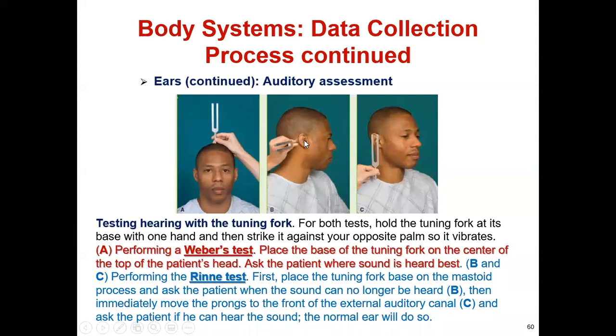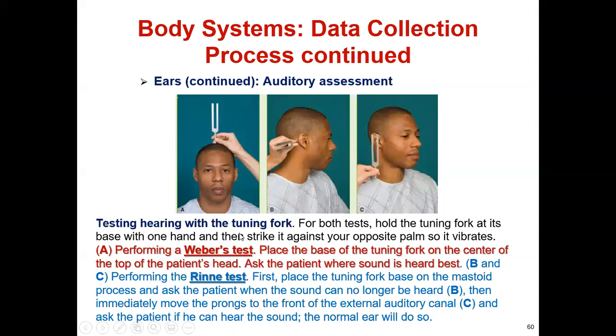But in the Rinne test, here in pictures B and C, place the tuning fork on the mastoid bone, like picture B. The bone behind the ear or auricle is called the mastoid bone. We place it there, or near the front of the ear. The client should report that the sound is louder near the ear, as air conduction is greater than bone conduction. Let me read it.